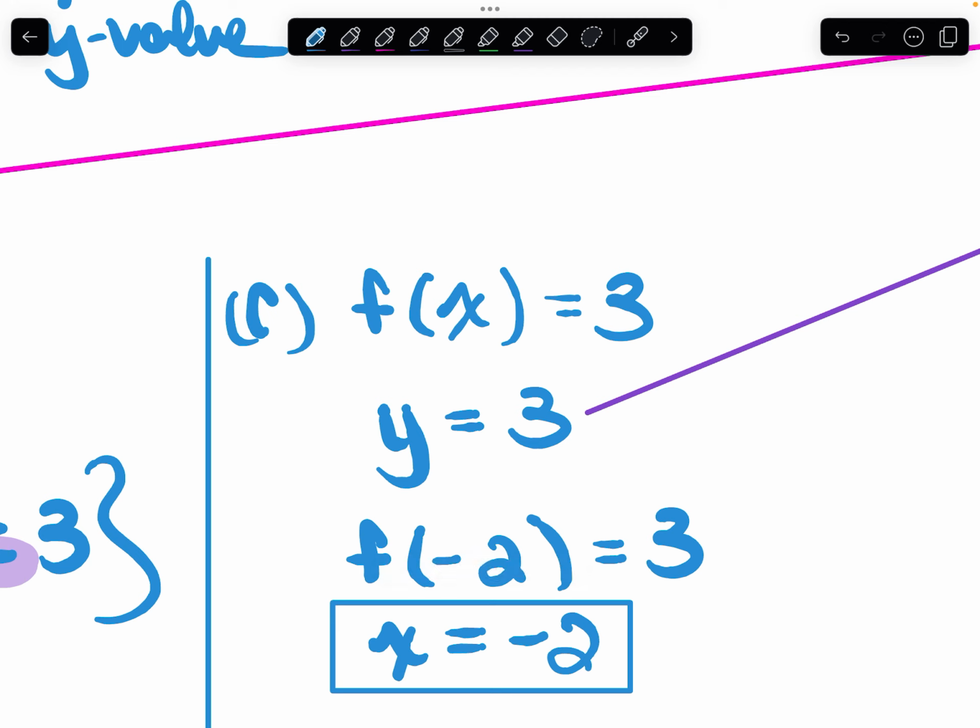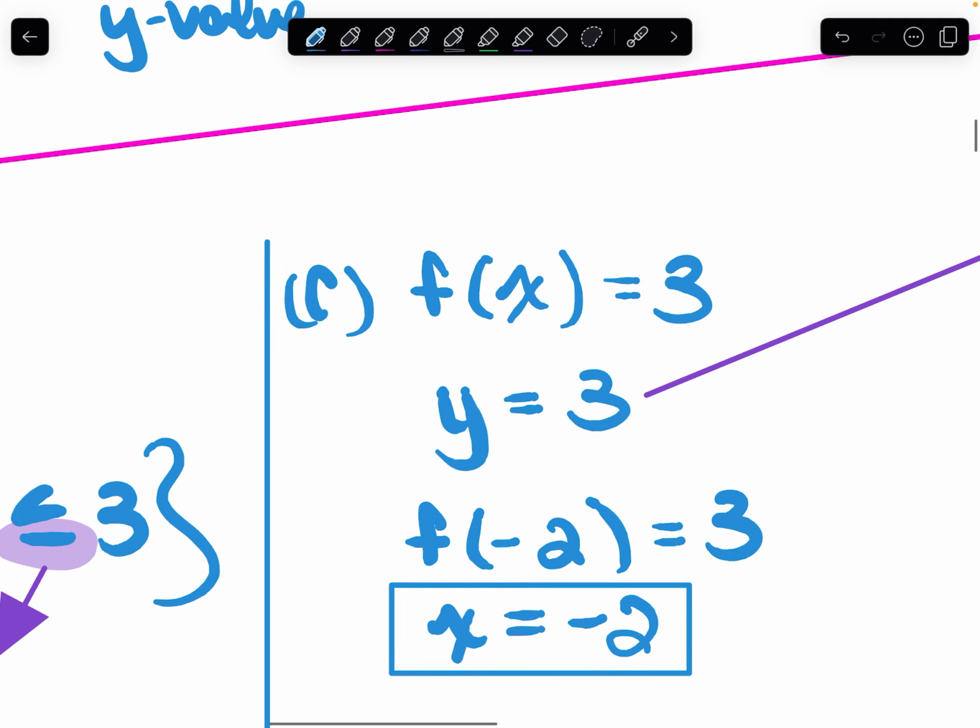So it could go either way. So make sure you pay attention to whether you are given the x value and ask for y, or given the y value and asked for x.